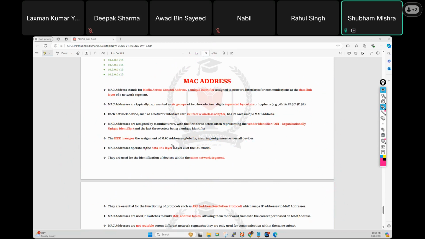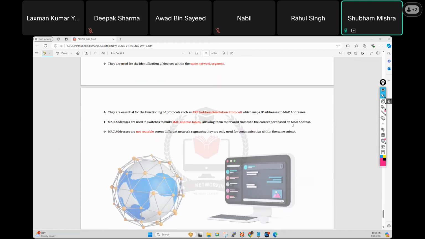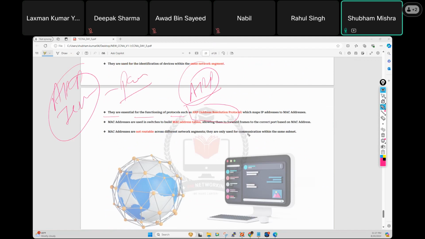MAC address operates at the data link layer. We already know. They are used for identification of a device within the same network. By the help of the MAC address, you can identify a device. Yes or no, everyone? They are essential for the functioning of protocols, for example ARP. ARP is a protocol. I will explain ARP and ICMP when I teach you the packet flow, maybe in the next class.